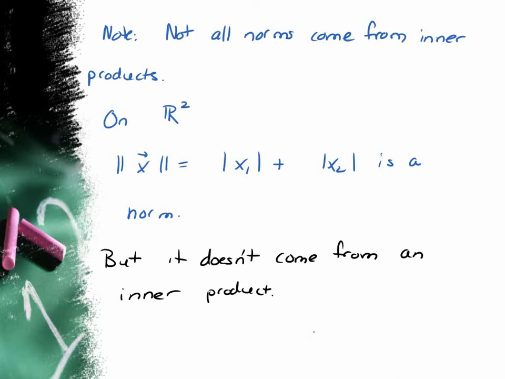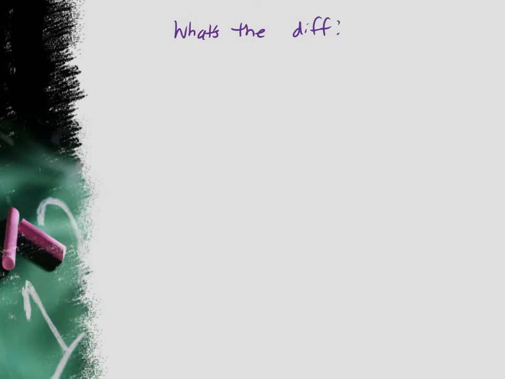And it doesn't come from an inner product, because you know what the dot product is in R2. It's take the sum, right? So this doesn't come from an inner product. But what's the difference? Things don't look right. They just don't look right when you start graphing things and looking at things.